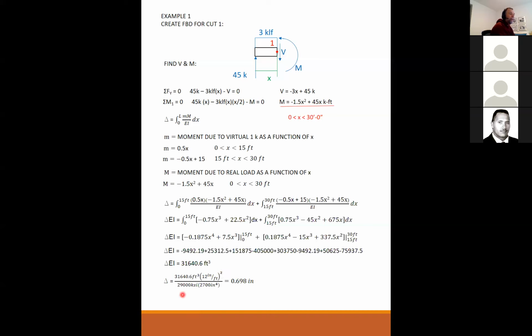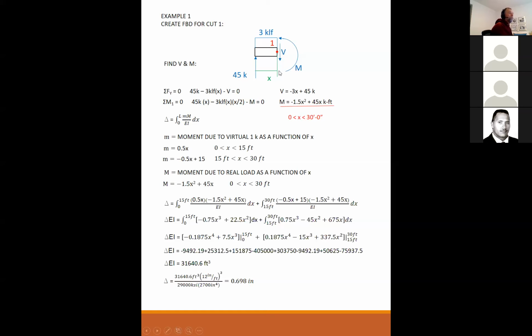And then I took feet to the third times 12 inches per foot to the third to get all of this into inches. A very easy way to mess this up is to lose your units right here. And then you divide that by E, which is 29,000 ksi, and I, which is 2,700 inches to the fourth, for a final answer of 0.698 inches.